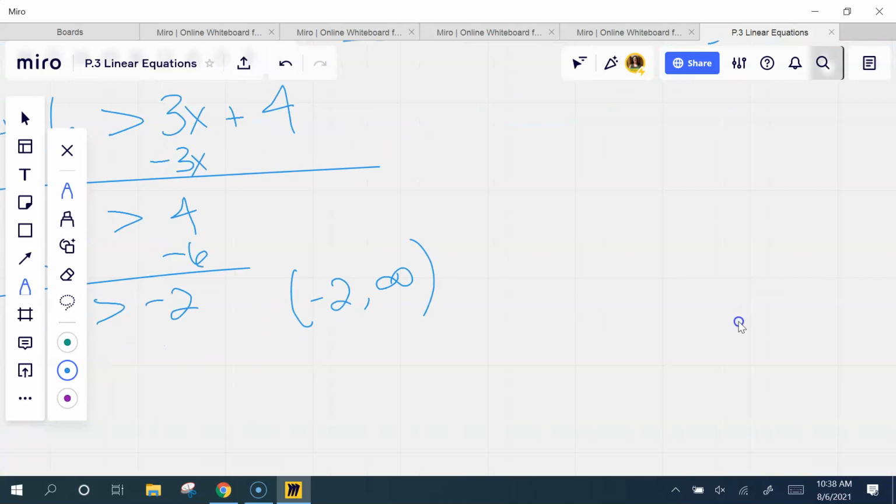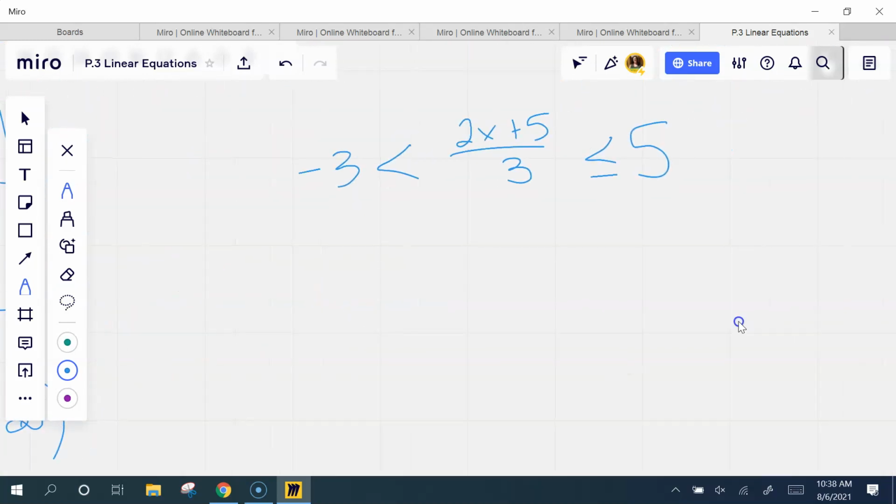So look at this one I just wrote. This side would be a parenthesis. This side would be a bracket. If it's included, it's a bracket. If it's not included, it's a parenthesis. And you always go smallest to biggest. It's a bracket. Correct.